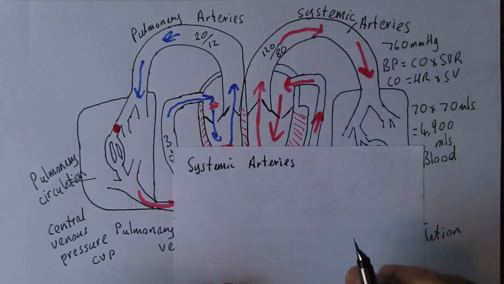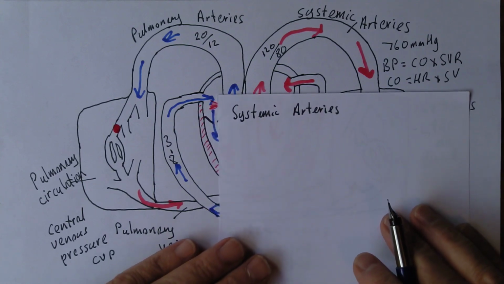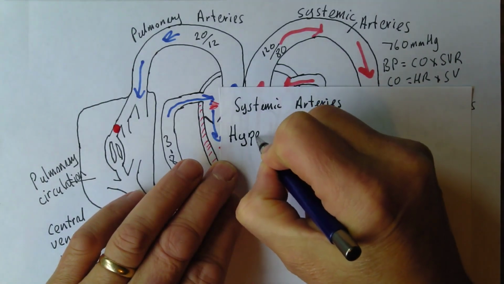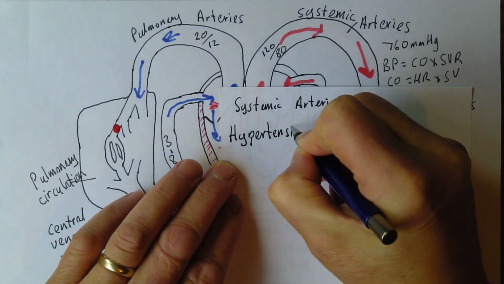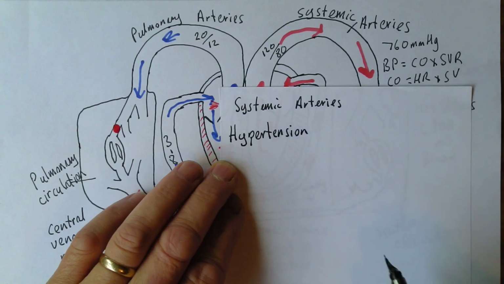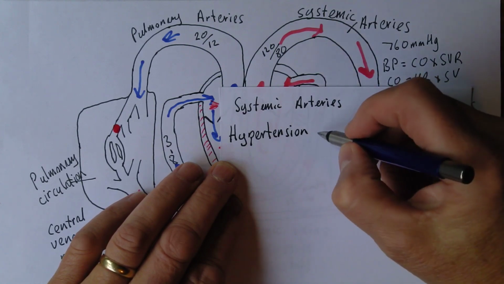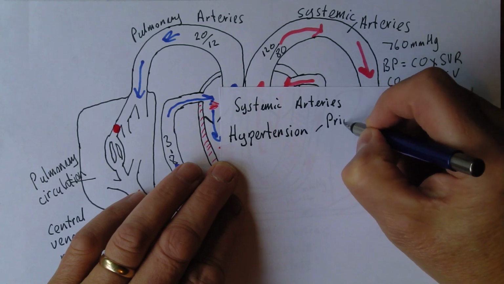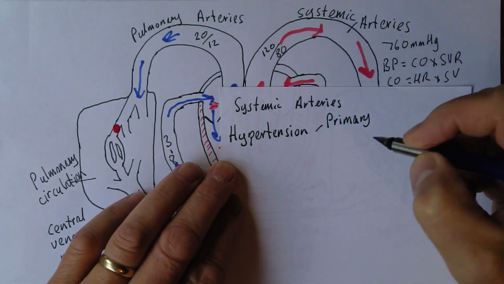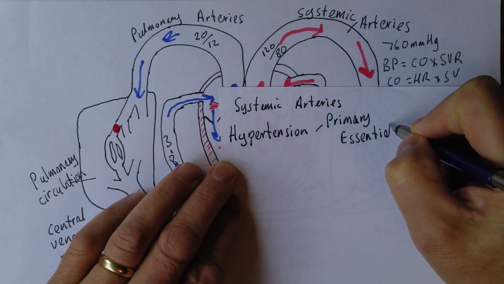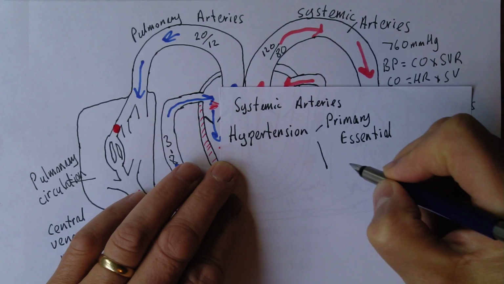So we notice the normal blood pressure there, and there's a common condition called hypertension. Hyper, of course, is high. Tension means pressure. So blood pressure can be too high. Now this can be primary, also called essential hypertension, or it can be secondary.